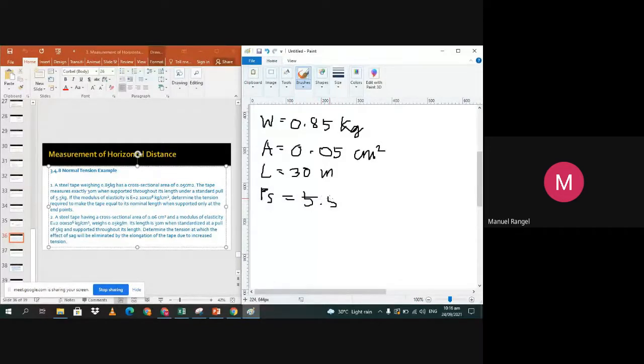Hirap magsulat. So if the modulus of elasticity, so given din ang modulus of elasticity, that is equal to 2.1 times 10 raised to 6, EG. So pasensya na sa akong sulat kay lisod magsulat sa paint.